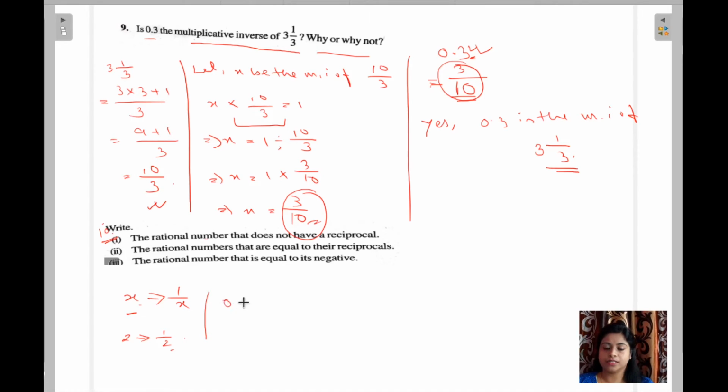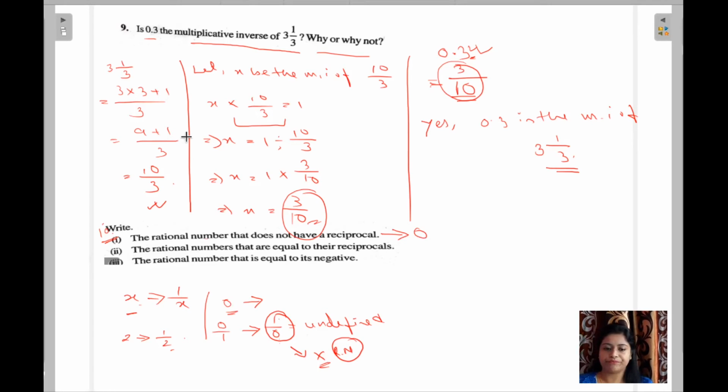If we consider 0, 0 can be written as 0 by 1, so the reciprocal will be 1 by 0. But 1 by 0 is undefined, and 1 by 0 is not a rational number. So the rational number that doesn't have a reciprocal is 0. In an earlier class we discussed this also: 0 is a rational number, but the reciprocal of 0, 1 by 0, is undefined, which is not a rational number. So that's why the answer will be 0.